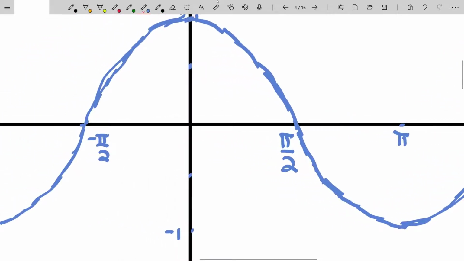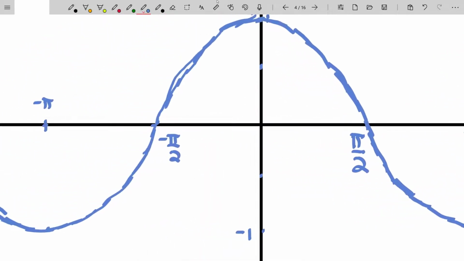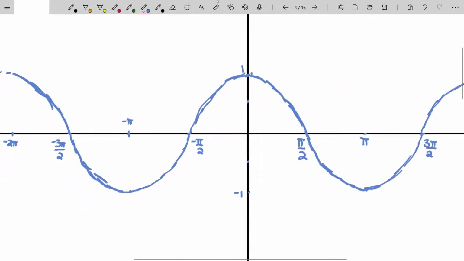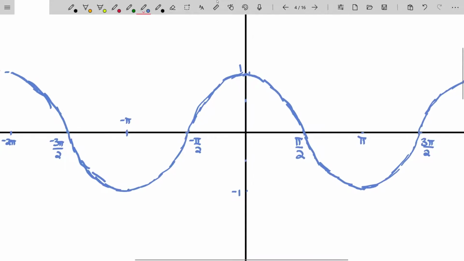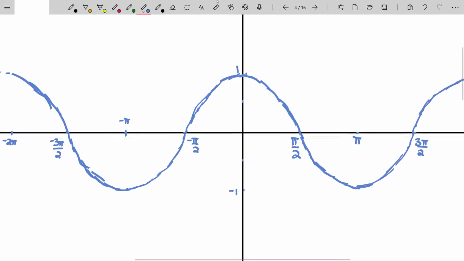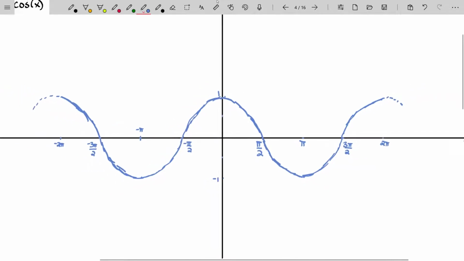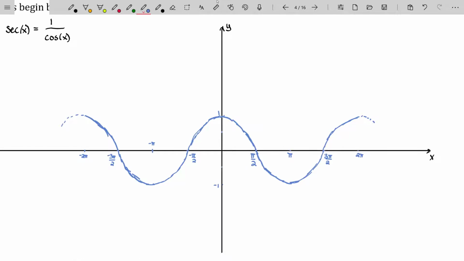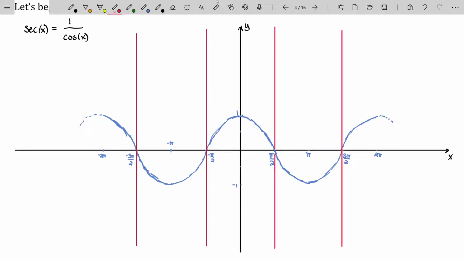And in fact, due to symmetry, at negative pi over 2 and negative 3 pi over 2, and so on and so forth. Any odd multiple of pi over 2, essentially, the cosine will be 0, and so the secant will have division by 0 at those times. So that means that we're likely to have a vertical asymptote for our secant curve at those times. And I went ahead and drew in those vertical asymptotes where our secant would have division by 0.